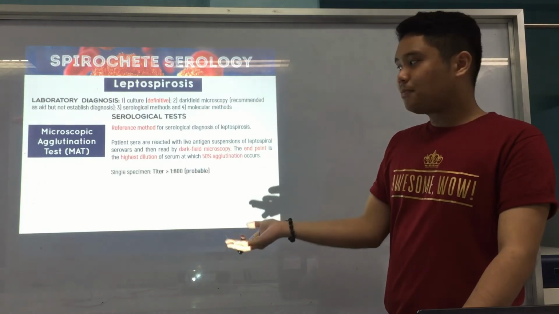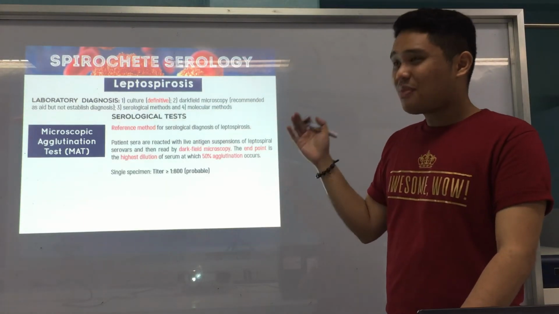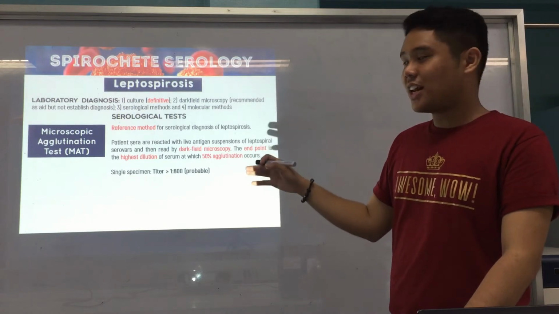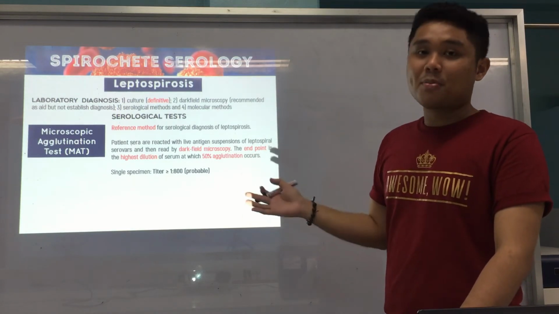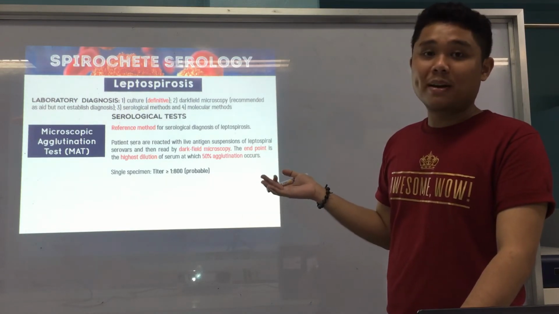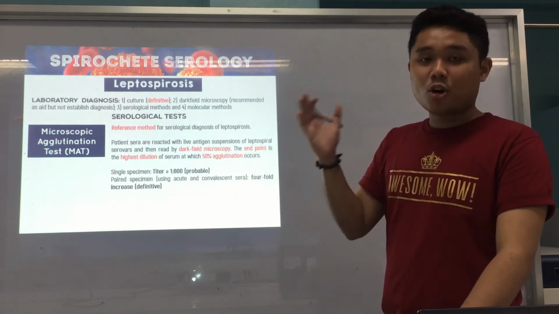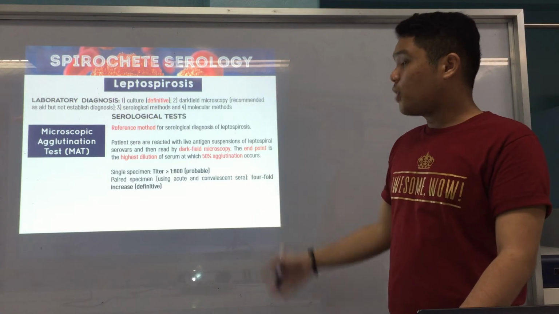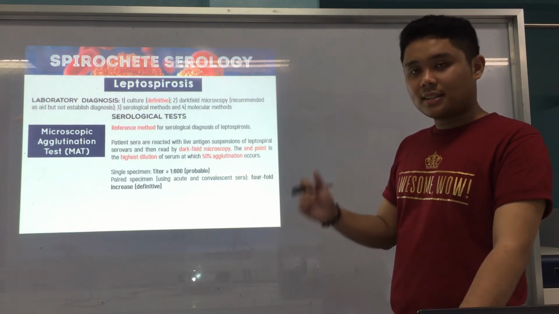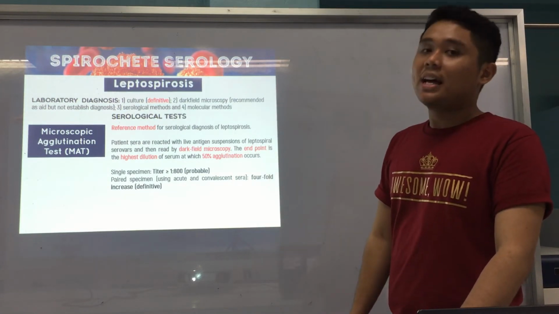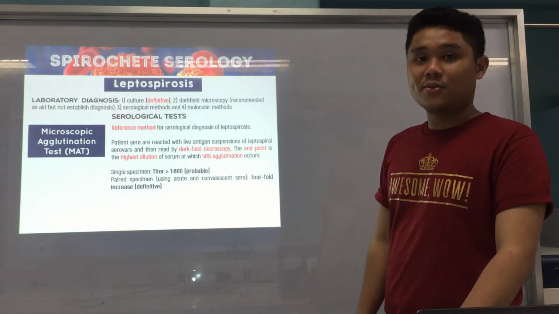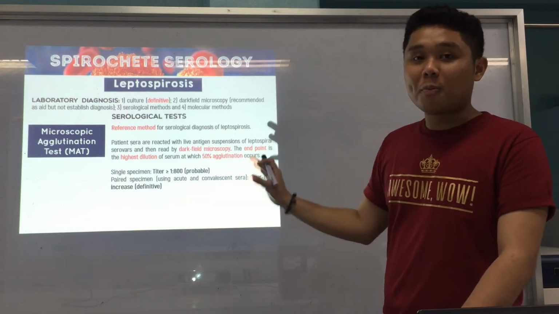For a single specimen, if the titer is greater than or equal to 1:800, it is a probable leptospirosis patient. And for paired specimens, between acute and convalescent sera, a fourfold increase is usually suggestive of infection. A definitive good indication of leptospirosis infection. Alright, so that's for the microscopic agglutination test.